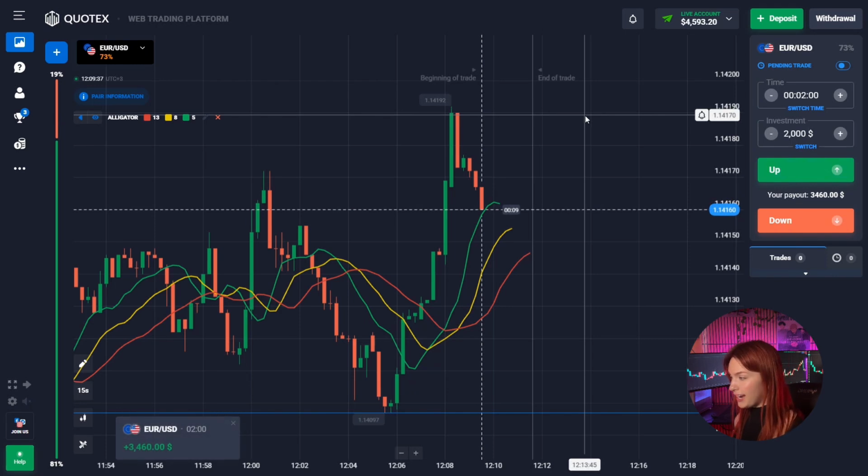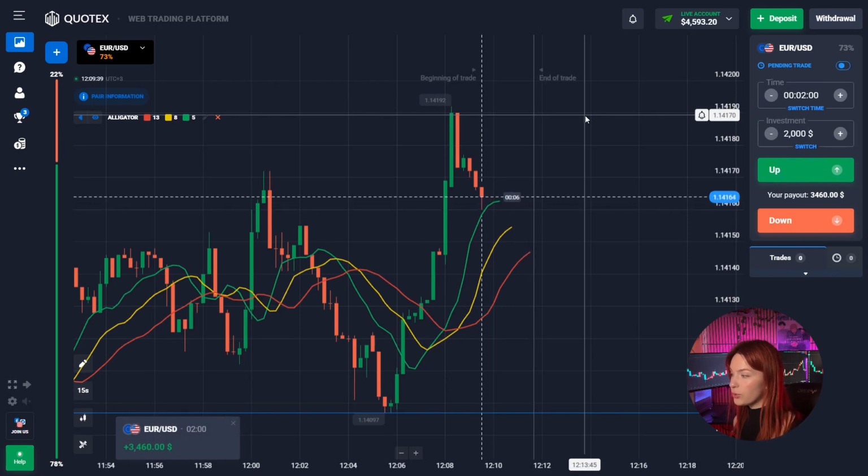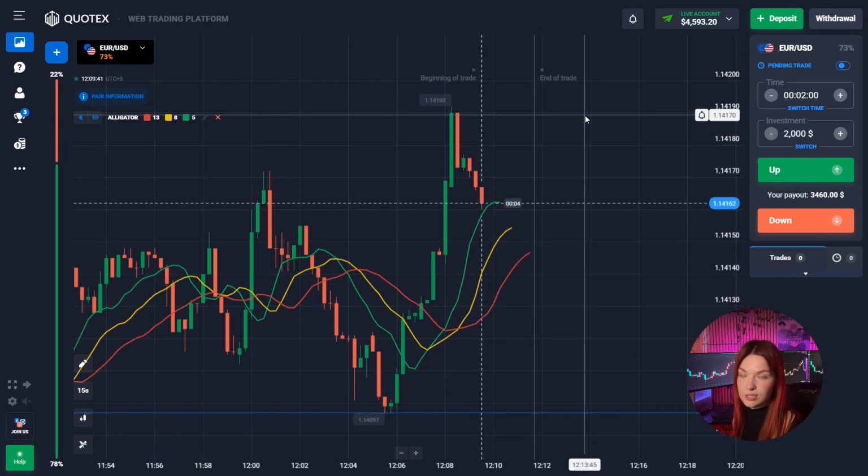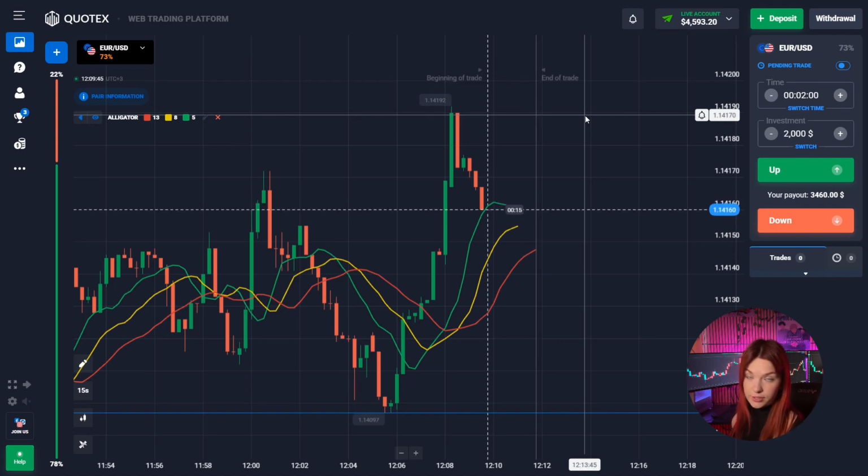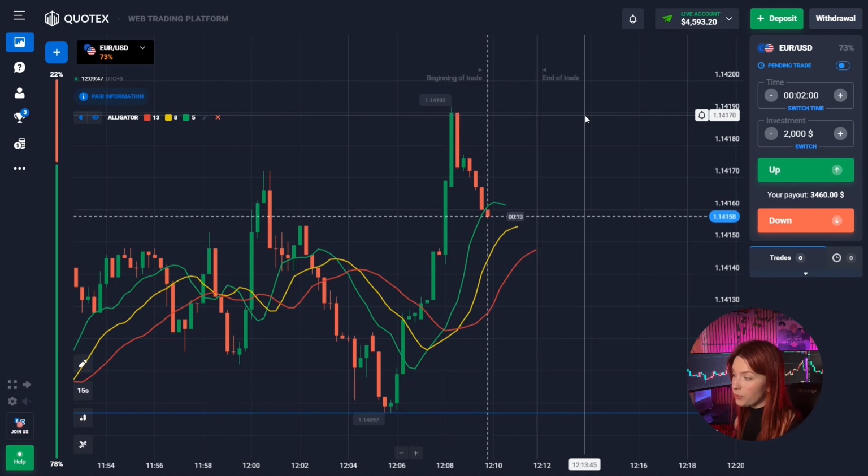So guys, that's great. As you can see, the price is moving according to our scenario and showed good and steady growth. Thus, we already have more than $4,000 on our deposit, and as you can see, we are confidently approaching our trading goal.